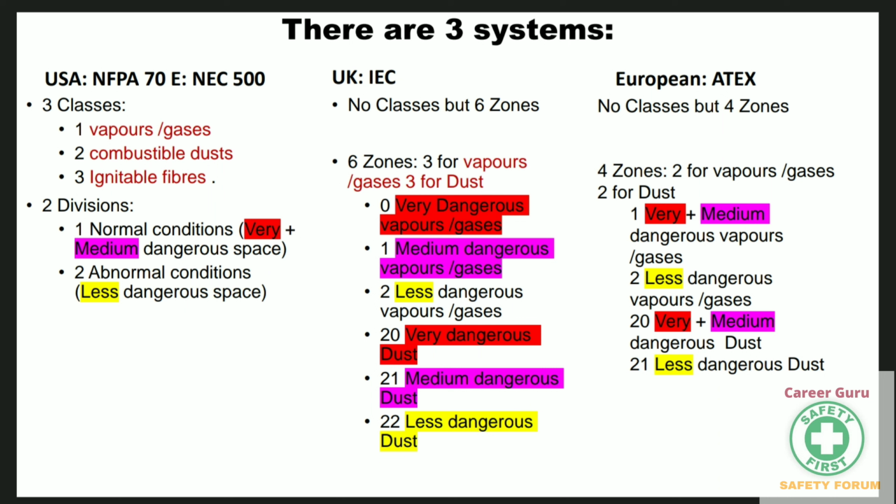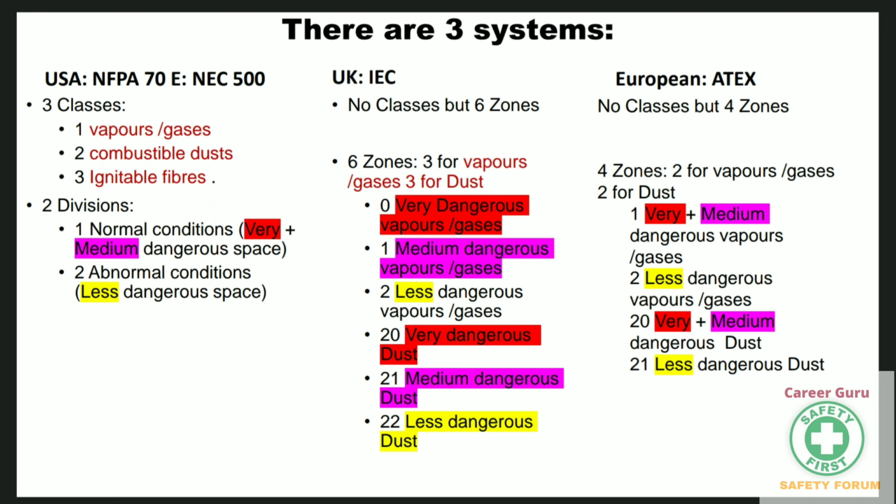And for European ATEX, again there are no classes, same as UK, but there are only 4 zones. In UK there are 6 zones. In the other European Union countries, they follow 4 zones: zone 1, zone 2, zone 20 and zone 21. For each zone the characteristics are mentioned: zone 0 is very dangerous vapors and gases, zone 1 medium dangerous vapors and gases, zone 2 less dangerous vapors and gases, and zone 20 very dangerous dust. Okay, so that is how it is categorized. There are no classes in UK and European, but classes are there in USA. So this is how the various protocols and guidelines vary country to country.